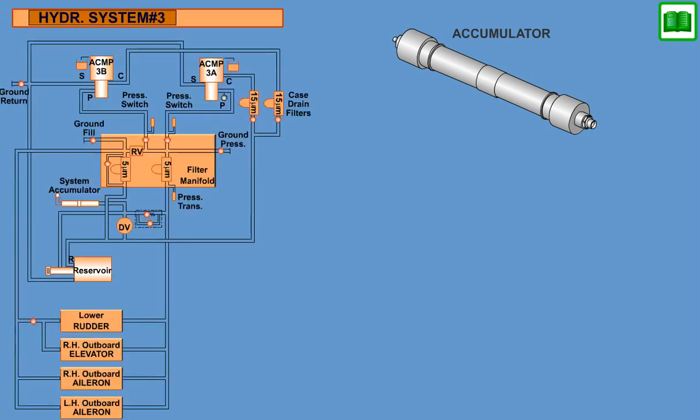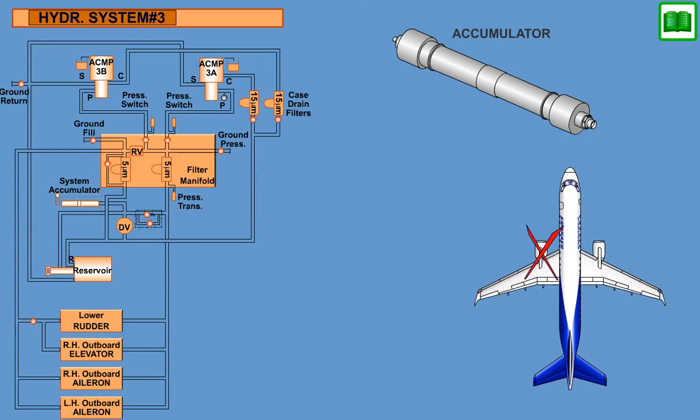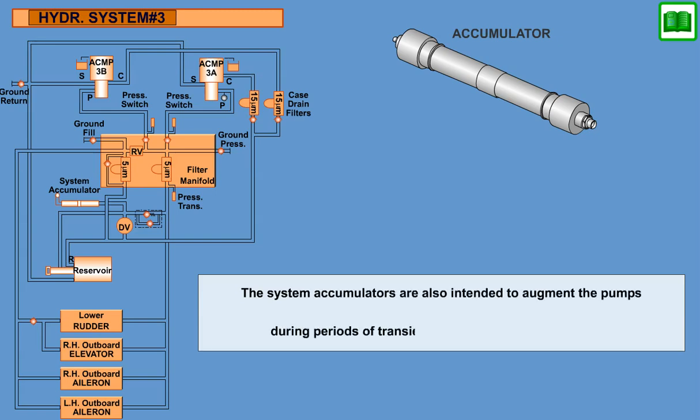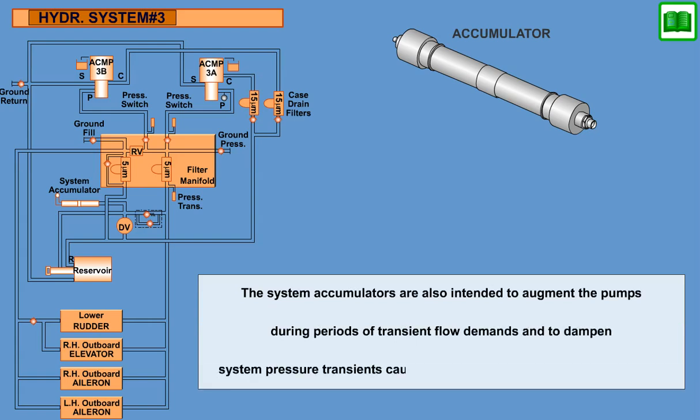In addition, the System 3 accumulator provides a very critical role during dual engine failure by providing flow to the primary hydraulic users during the time interval required to establish ram air turbine generator operation. The system accumulators are also intended to augment the pumps during periods of transient flow demands and to dampen system pressure transients caused by rapid movement of hydraulic users.